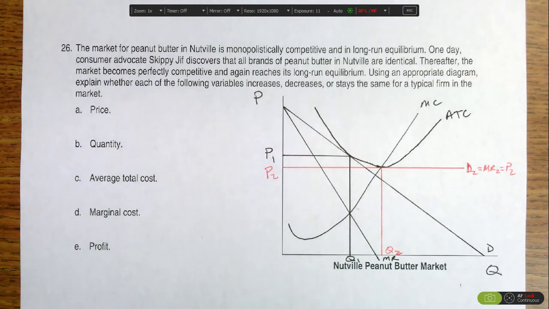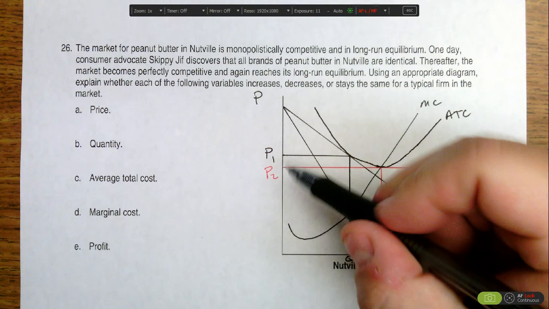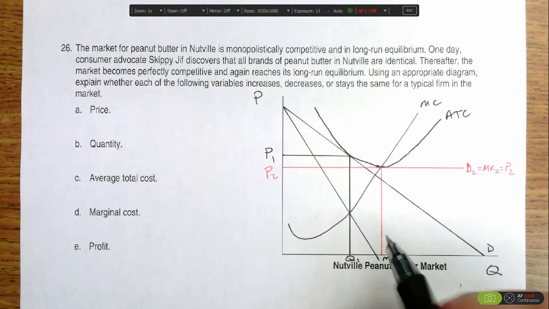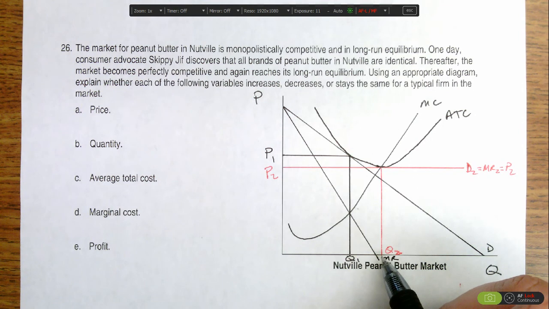When the market shifts to perfect competition, we then see that the price would drop from P1 to P2. We would see that the quantity would increase from Q1 to Q2. Shouldn't be a surprise because we know that monopolies produce at a higher price and lower output than perfectly competitive markets.